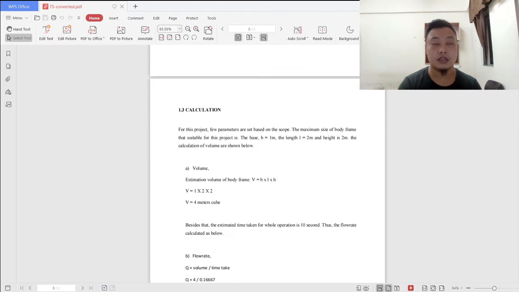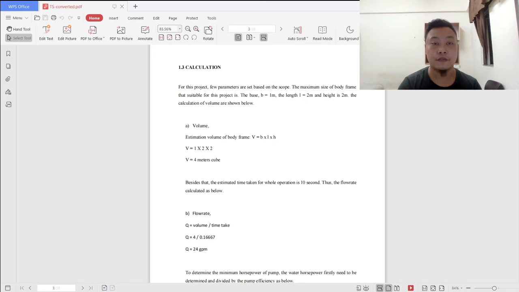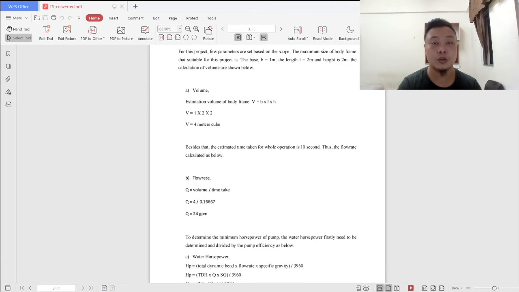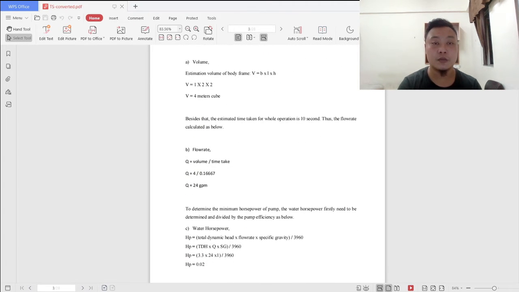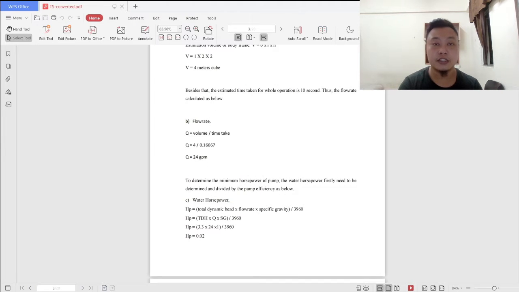After that, the calculation. For the general calculation for the project, a few parameters are set based on the scope. The maximum size of the body frame suitable for this project: the base is 1 meter, the length is 2 meter and the height is 2 meter. The estimated volume of the body frame, base times length times height, is 4 meter cubed. Besides that, the estimated time taken for the whole operation is 10 seconds.